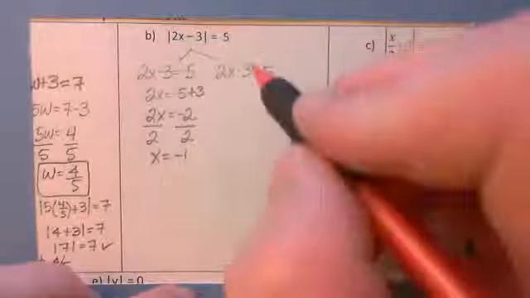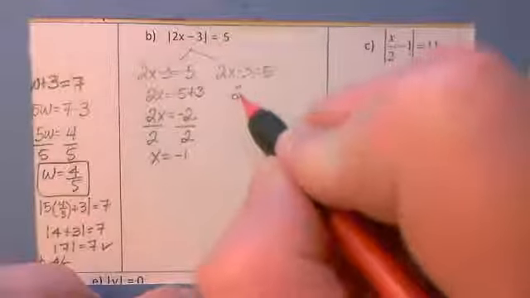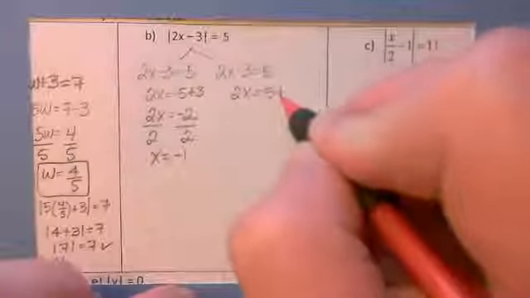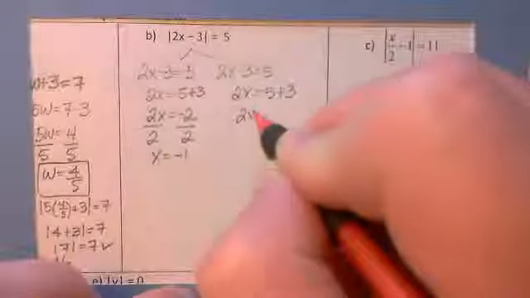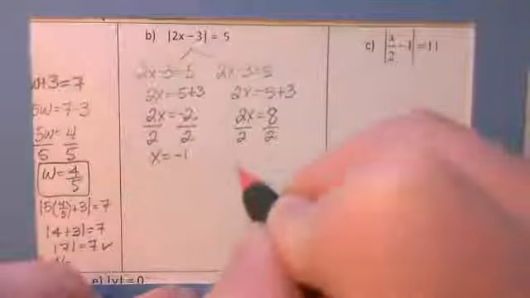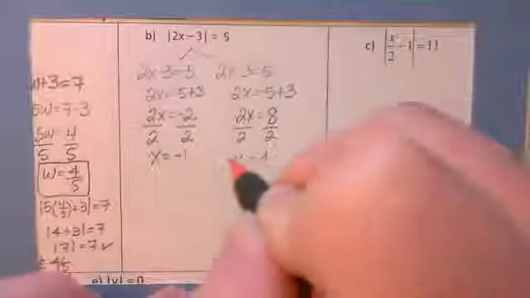Alright, let's do the other one. I'm going to move the 3 to the other side, so this would be 2x equals 5 plus 3. 2x equals 8. Divide both sides by 2. x equals 4.